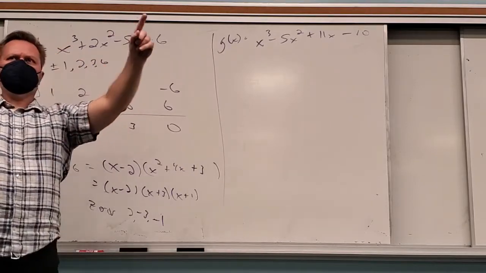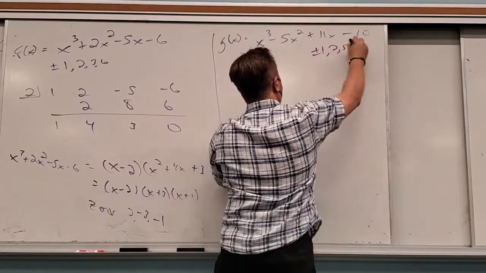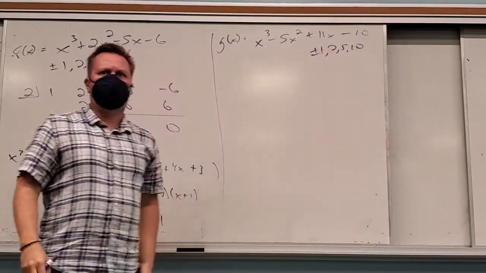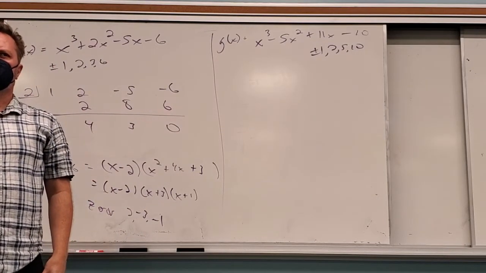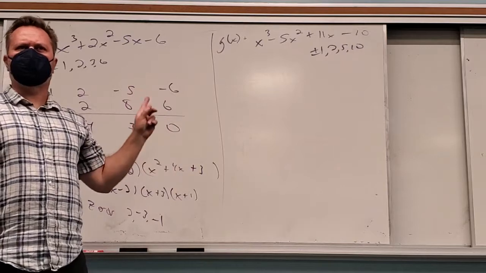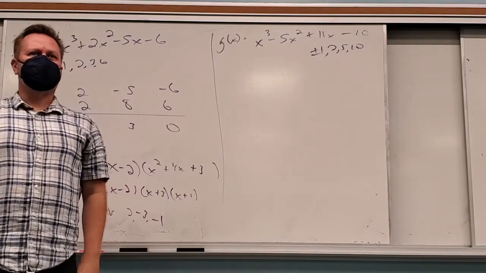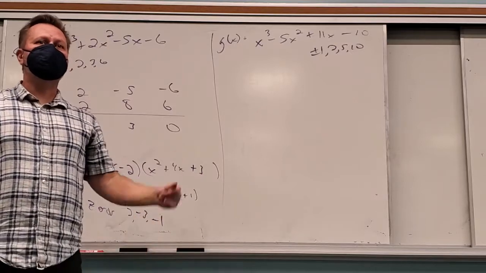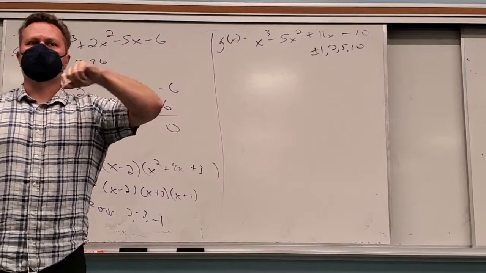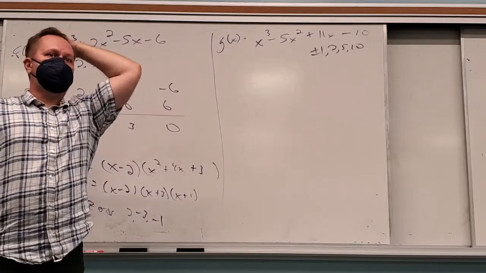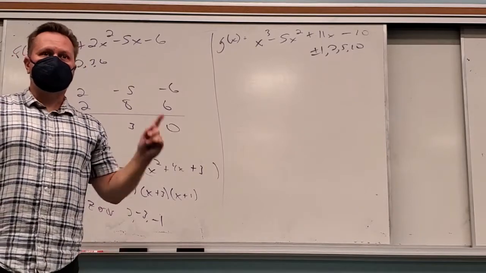When I make that list, are those the only zeros that could possibly happen? Is it possible to get a 0 that's not in that list? Yes, it is. It just has to be like square root of 7. What is this the list of? It's the list of possible rational roots. I don't want to sit there and think about all the possible irrational roots. That list would be huge.